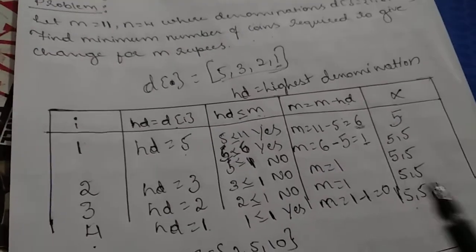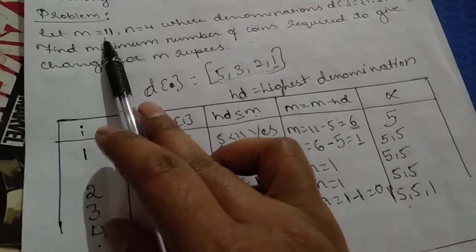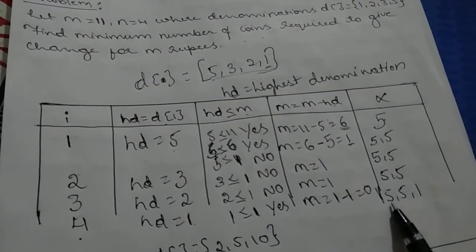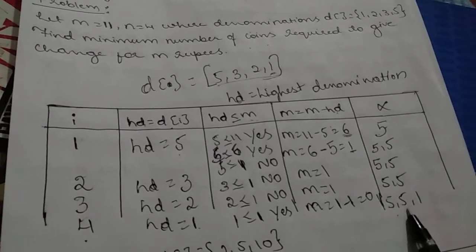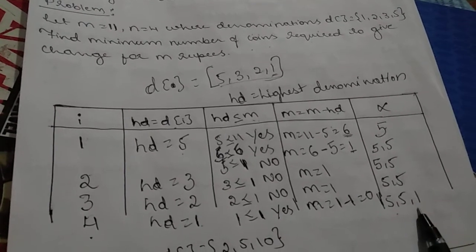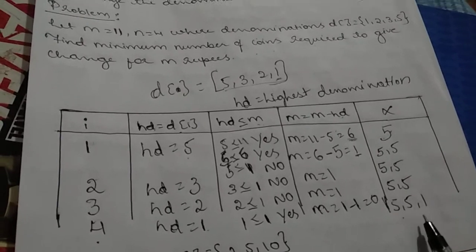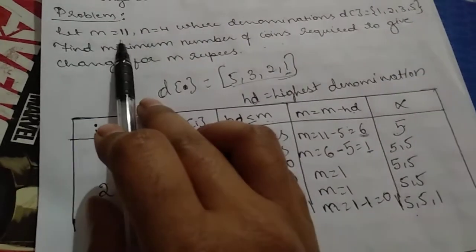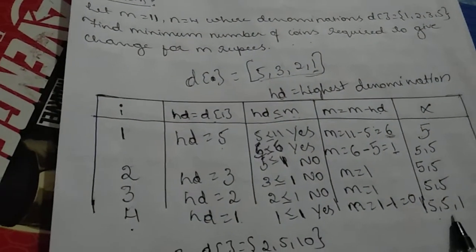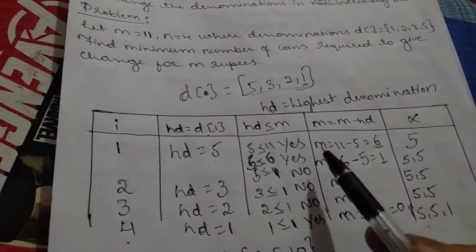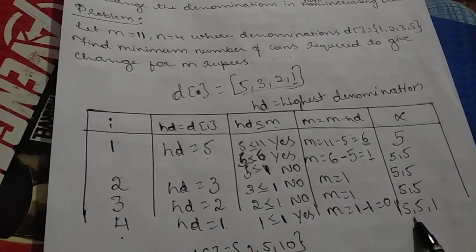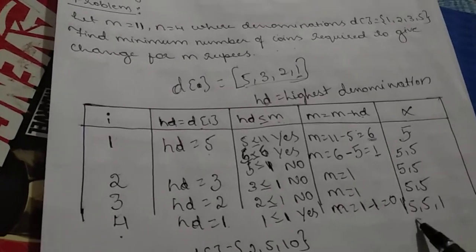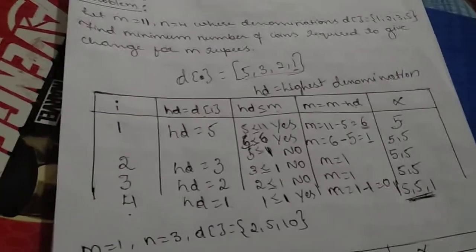Now, what is the change you have to give? 11 rupees. Now, what is the denomination? 5 plus 5 plus 1. That is 11. Two 5 rupee coins and one 1 rupee coin you have to give. This is the least number of coins you can use to give this change, 11 rupees. This is your coin change problem. These are all the feasible solutions we have got, and this is the optimal solution we have chosen. This is the optimal solution for your coin change problem.